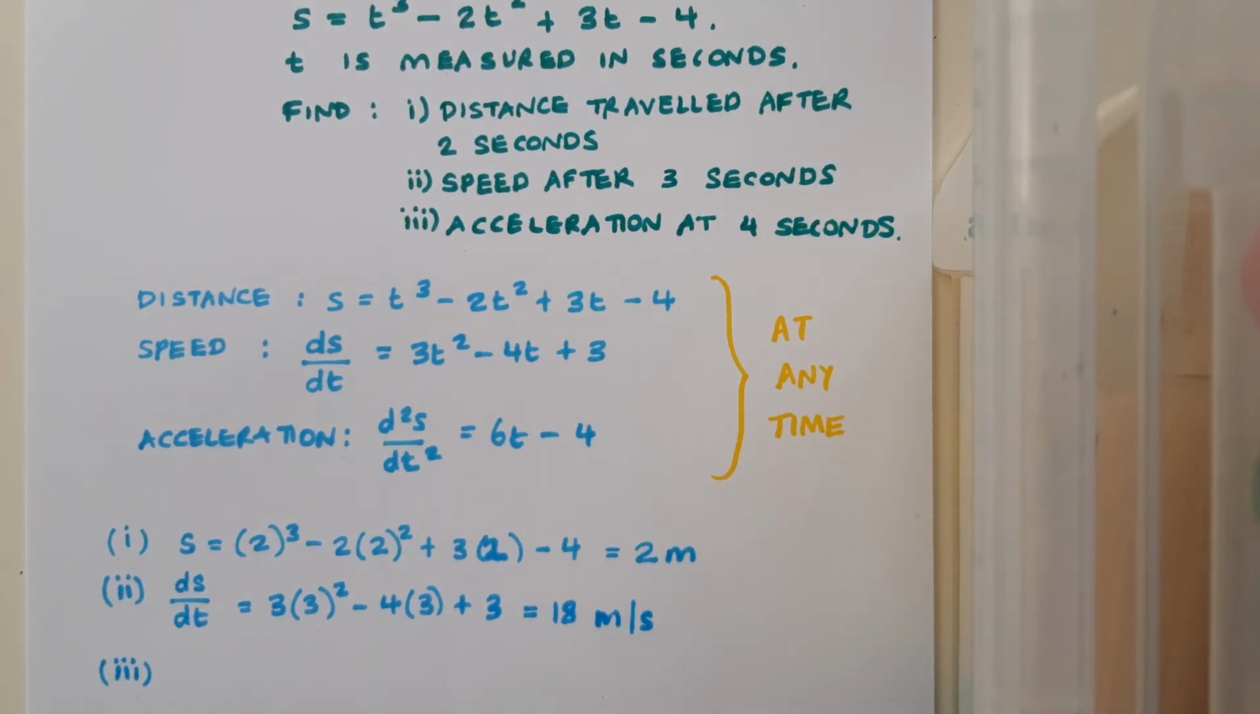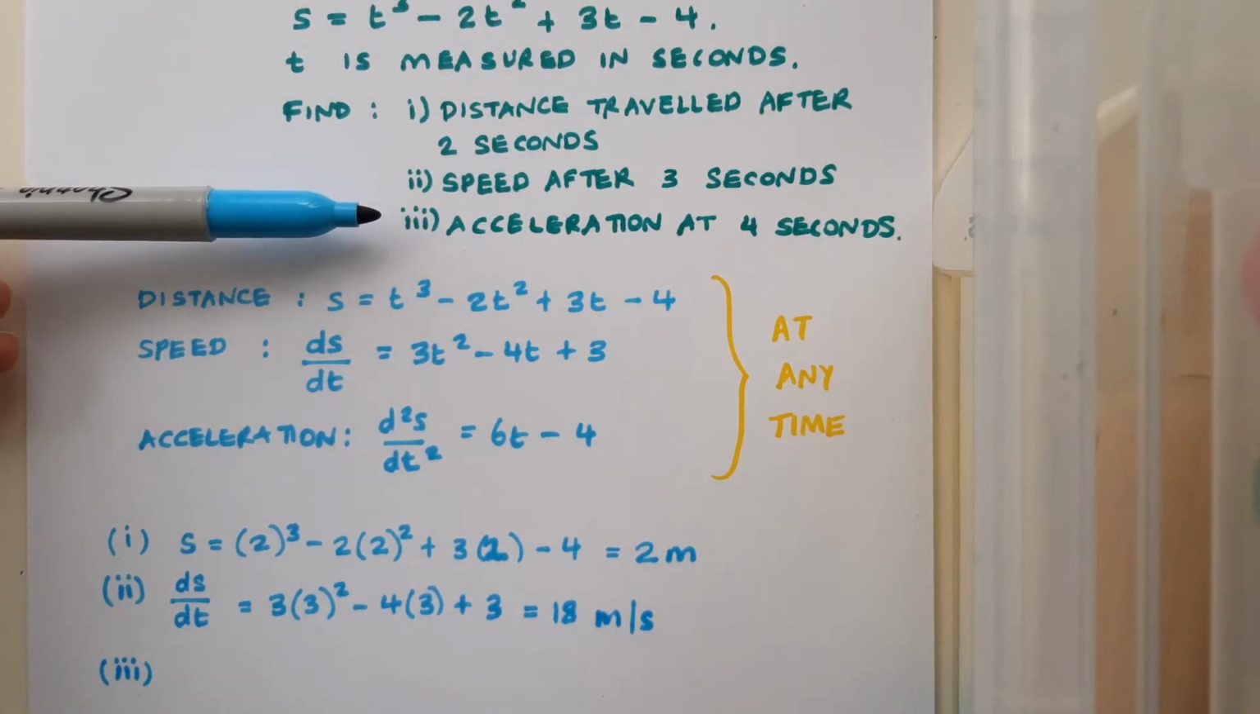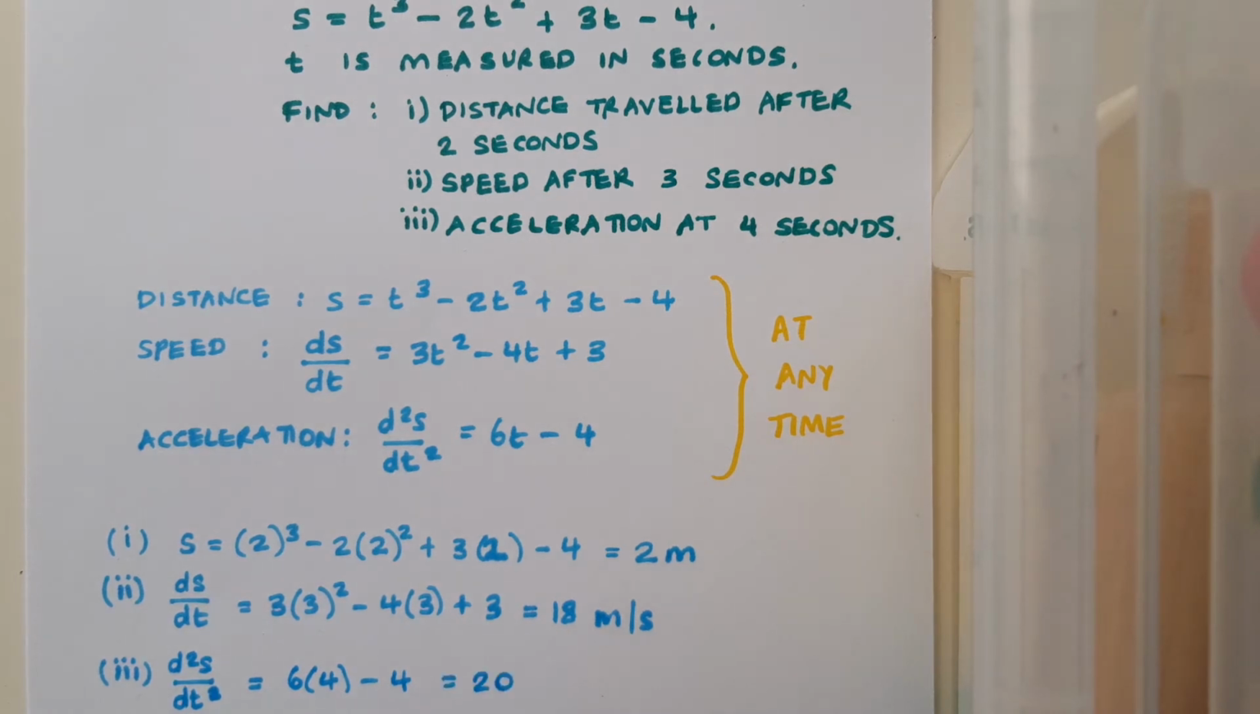Part 3 of the question then asks me to find the acceleration at 4 seconds. So at this stage, you probably have the idea. Acceleration is what I want, so I go to the acceleration formula. They're saying at 4 seconds, so I'll sub 4 in for t. In this case, I'll get 6 times 4 minus 4, and I'll get 20. And again, because my units are meters and seconds, my measurement for acceleration is going to be meters per second squared, which I can write as m/s squared.